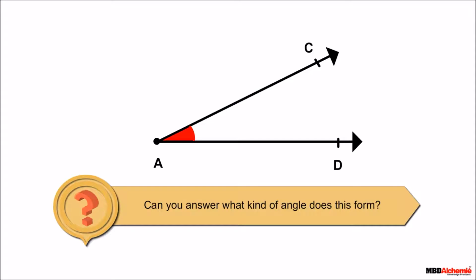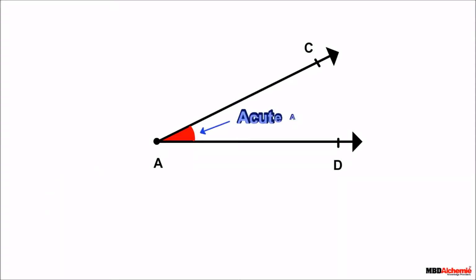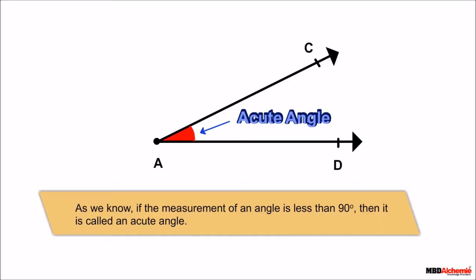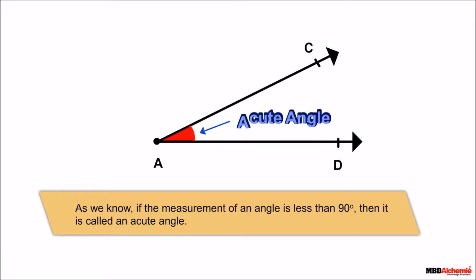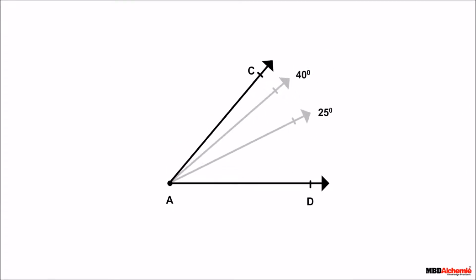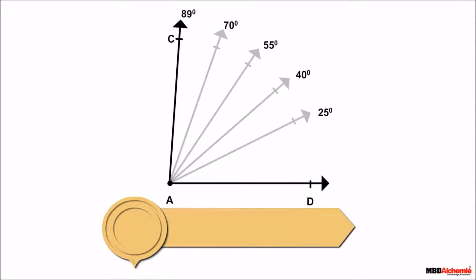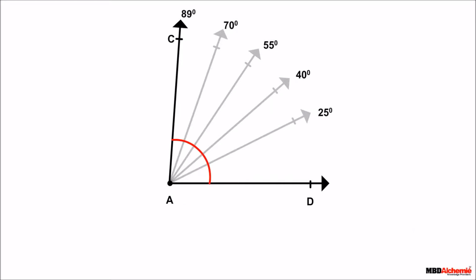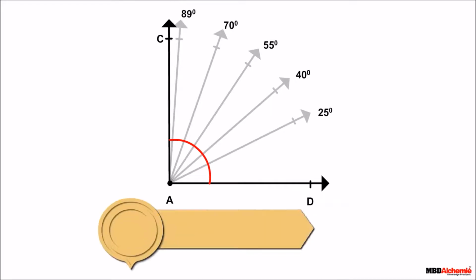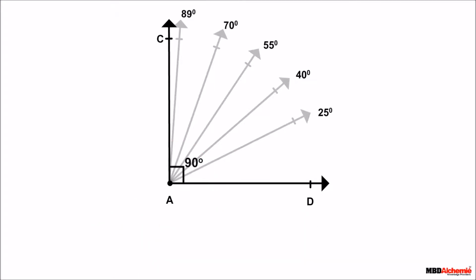Can you answer what kind of angle this forms? This forms an acute angle. As we know, if the measurement of an angle is less than 90 degrees, then it is called an acute angle. If I move up this ray up to 89 degrees, what kind of angle does this form? If the measurement of an angle is less than 90 degrees, then it is called an acute angle. If I move up this ray up to 90 degrees, what kind of angle does this form? If the measurement of an angle is equal to 90 degrees, then it is called a right angle.